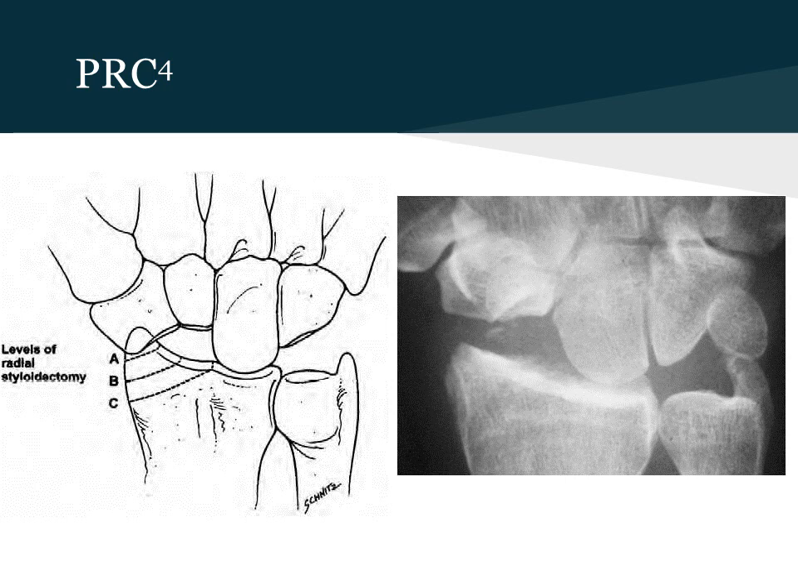Here are a couple images that show the wrist after a PRC, and you can see the radius and the ulna now articulate with the remaining carpal bones.